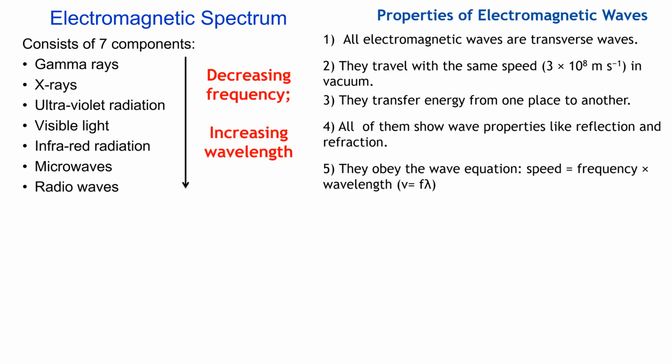The properties that are common to all the 7 electromagnetic waves are they're all transverse in nature. They travel at the same speed of 3 times 10 to the power 8 meters per second in vacuum. All waves transfer energy from one place to another. All of them show wave properties like reflection and refraction, and they also obey the wave equation of speed equals to frequency multiplied by wavelength, v equals to f lambda.